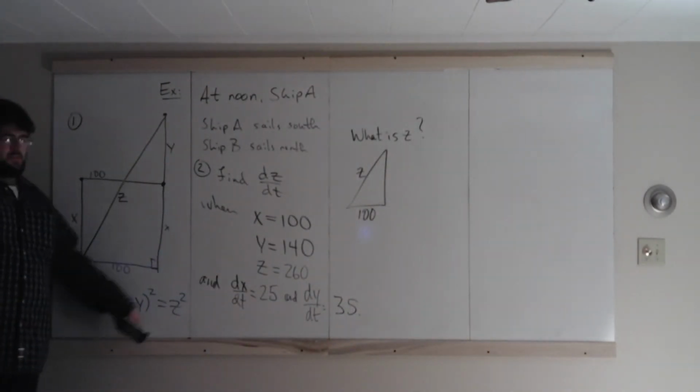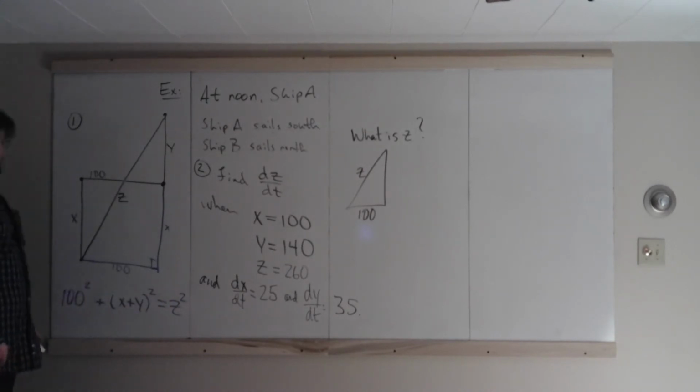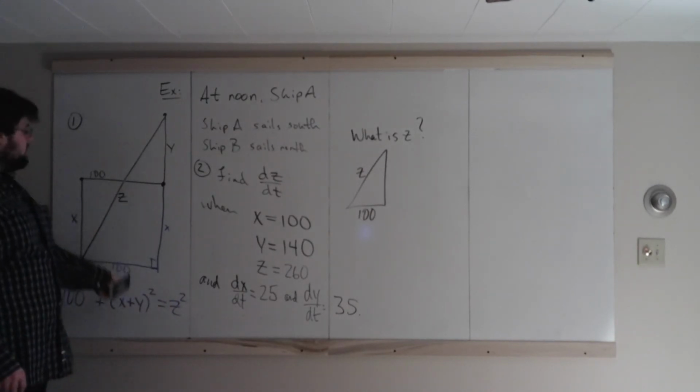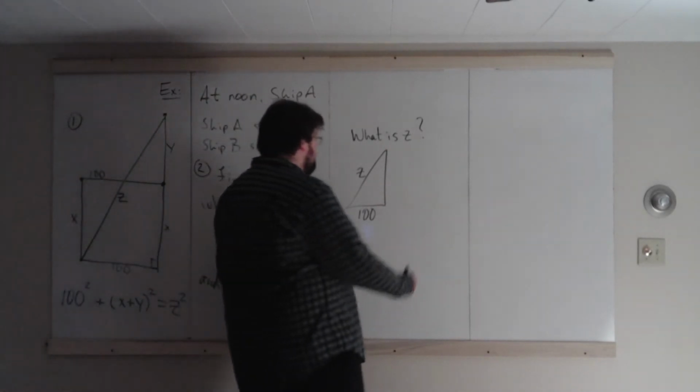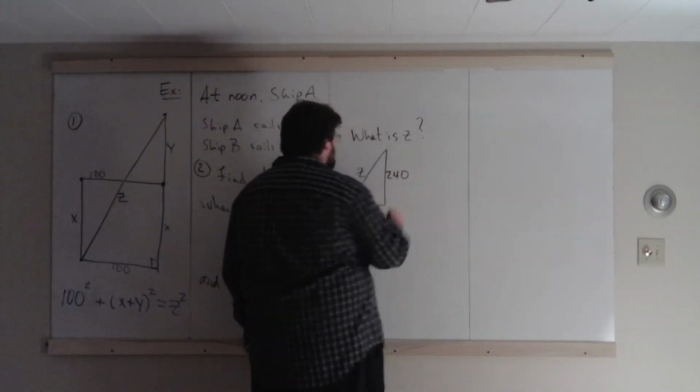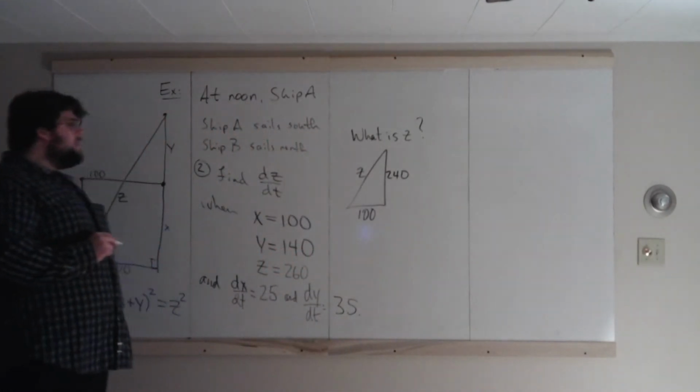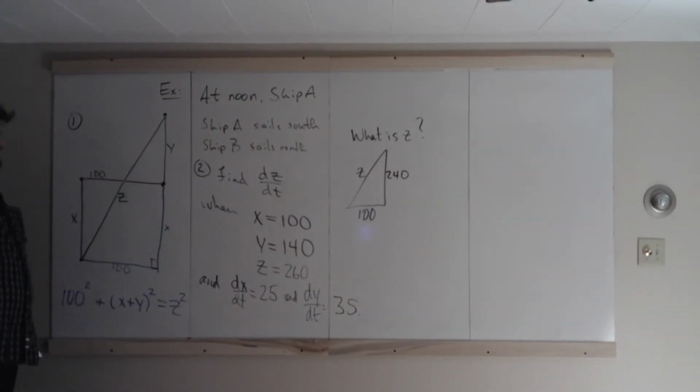Now, you could get it from this equation. I like getting it from the drawing. I don't know, you could get it from the equation. What's this other side? x plus y, 100 plus 140, 240. Now, why does that make z 260?